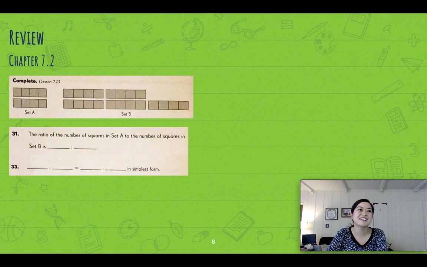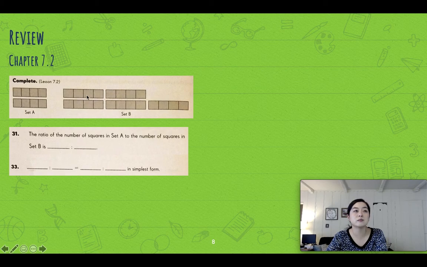Hi again. So we have set A over here, and then we have set B over here. It says the ratio of the number of squares in set A to the number of squares in set B. So I see the order is A to B, okay? Let's count. That's 4 and 4, that makes 8. So that should be 8 here.